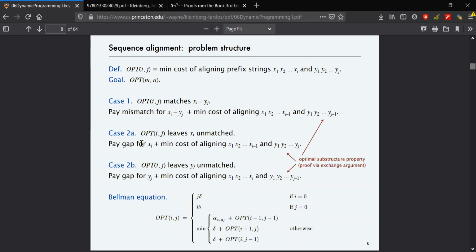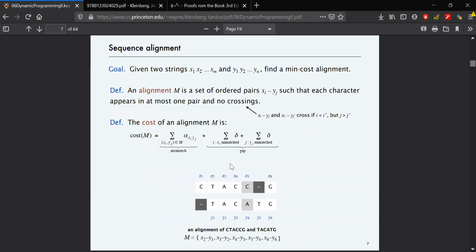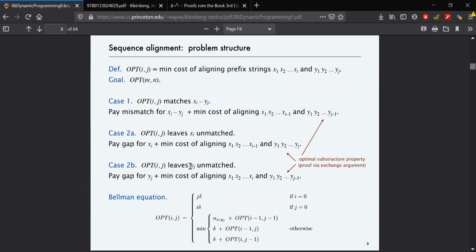The other possibility is that in the optimum matching till xi and yj in these strings, xi is left unmatched. Okay, so this is the second case here. In this case, y is left unmatched. So here we are in case 2b, yj is left unmatched.